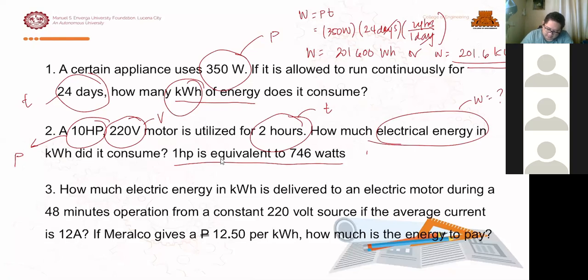Okay. So, W is equals to P times T. So, yung P natin is again 10 HP. Convert natin to watts. So 1 HP is 746 watt times 2 hours. So yung W natin will be equals to 10 times 746 times 2 hours. We have 14,920 watt hour. And since in kilowatt hour yung hinahanap, W is equals to 14.92 kilowatt hour. Okay?